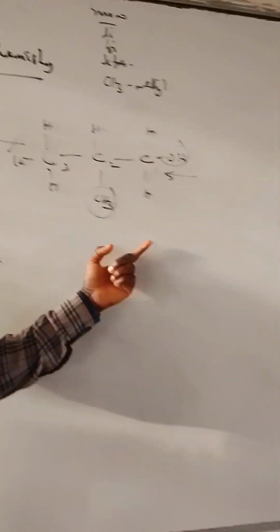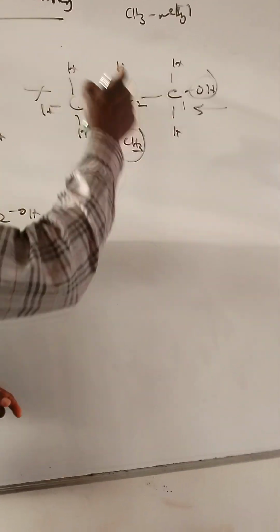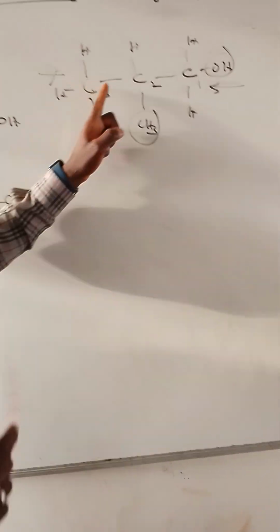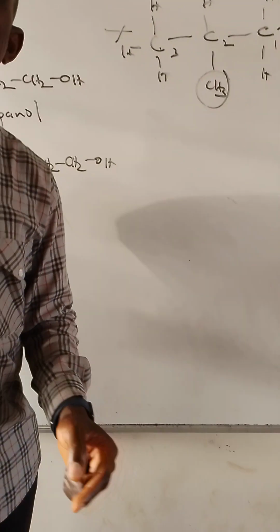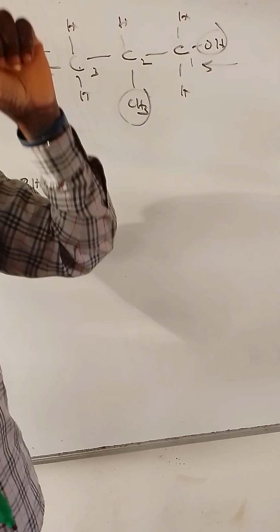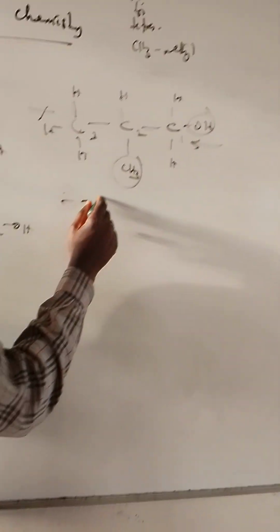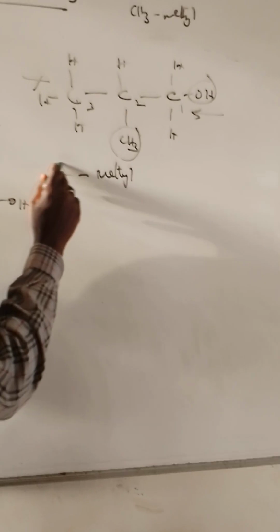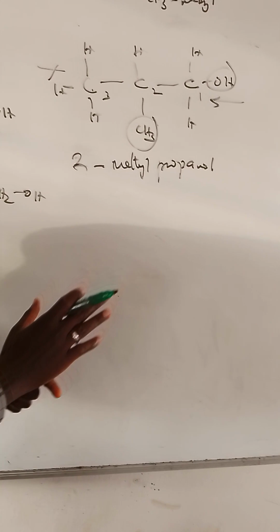What is the position of attachment? It is 2. What is the name of the attachment? Methyl. To call it now, it's going to be 2-methyl. You now call the parent name: 1, 2, 3, so it is propanol. The first thing you do to call the attachment is to name the carbon where you find the attachment. At carbon 2, the attachment is methyl. So it is 2-methylpropanol, as the case may be.